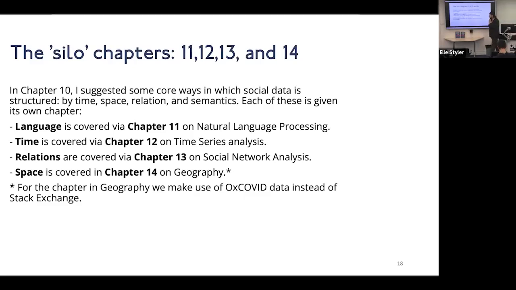Then time is covered in chapter 12. Can we get our data sets so we can look at a trend over time? Can we have a moving window? Can we filter down to a specific period of time?